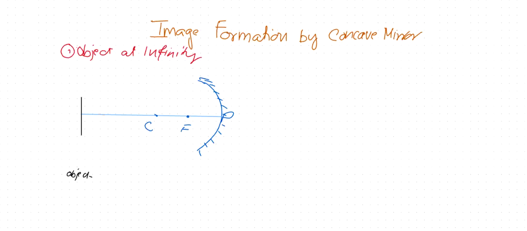So my first incident ray would be the one parallel to the principal axis. Remember, for most of our cases, we would have the first ray as the one parallel to the principal axis. So let's say this is my first incident ray. For clarity, I will name it as I1. Now, the incident rays parallel to the principal axis get reflected from where? We did it in the last video. They get reflected through the focus.